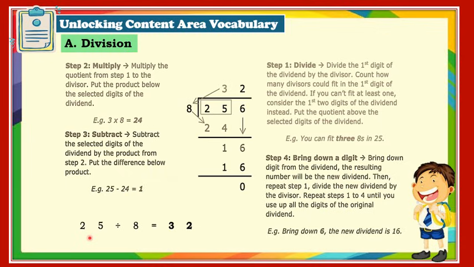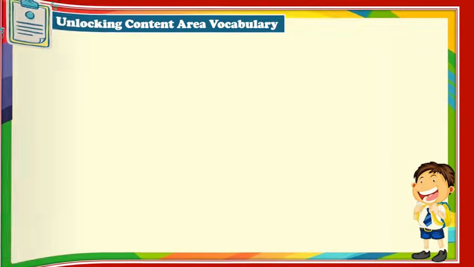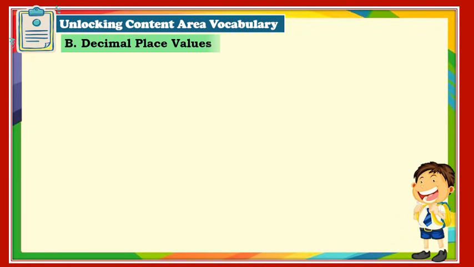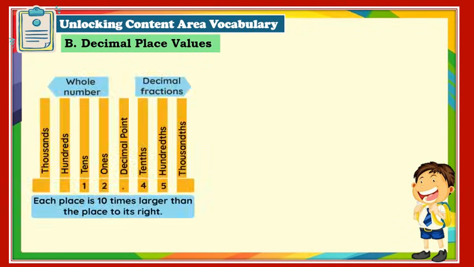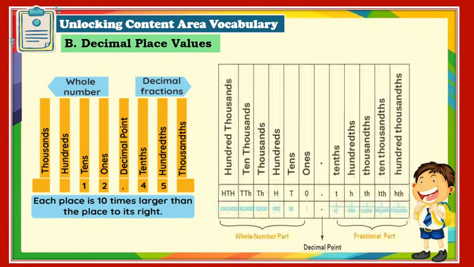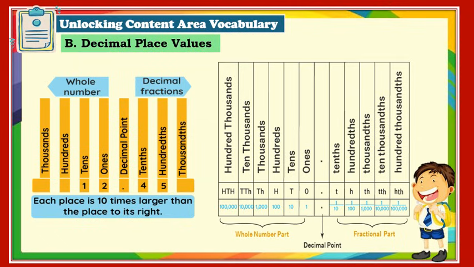We have decimal place values, so we use the place value chart. The whole number part and the decimal part are separated by a decimal point. Each place is 10 times larger than the place to its right. We also have this kind of place value chart. The decimal point is at the center, in between the whole number part and the decimal part.